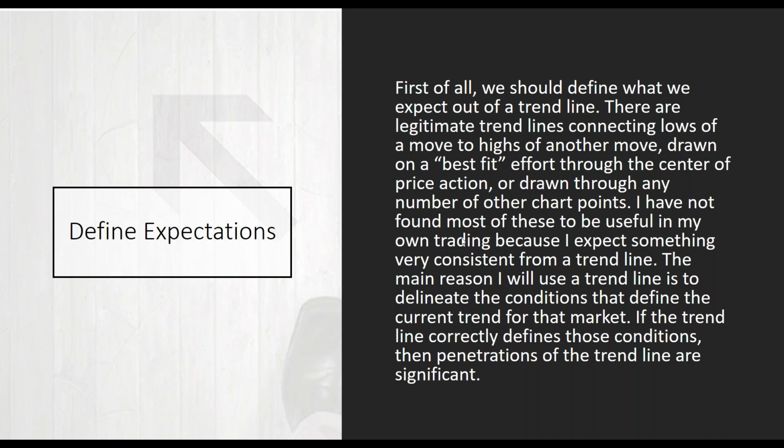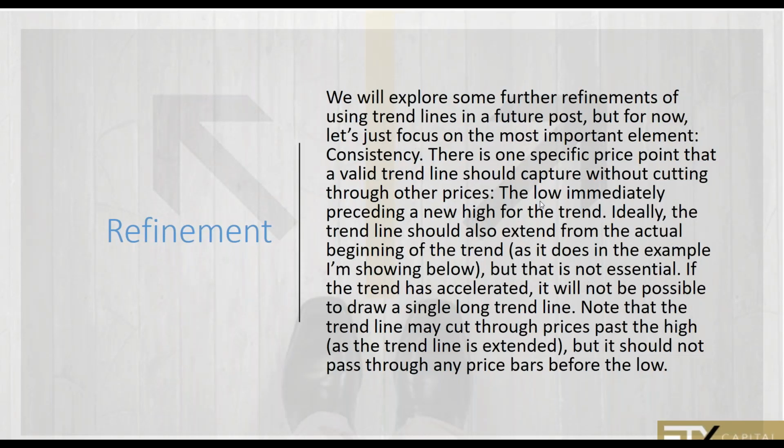So the main reason I will use a trend line is to delineate the conditions that define the current trend of the markets. If the trend line correctly defines those conditions, then penetrations of the trend lines are significant. We will explore some future refinements of using trend lines in future posts and future webinars. But for now, let's just focus on the most consistent element, and that's consistency. There is one specific price point that a valid trend line should capture without cutting through other prices: the low immediately preceding the new high of the trend line.